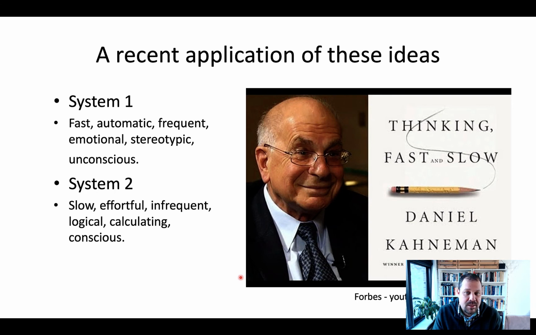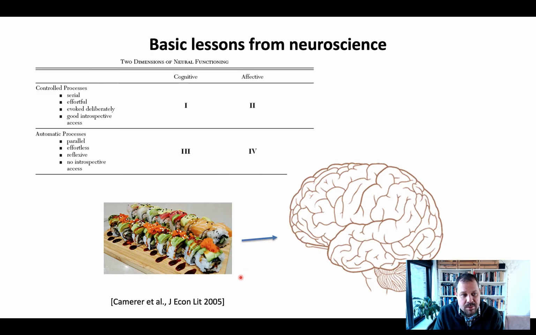And he basically also divides decision-making systems into system 1, which is this sort of uncontrolled subconscious system. It's fast, automatic, emotional, and unconscious. And then system 2, which is slow, effortful, and infrequent, basically mirroring what neuroscience has taught us and what the model of Colin Camerer has taught us as well. So let's have a look at how this might play out in the brain.